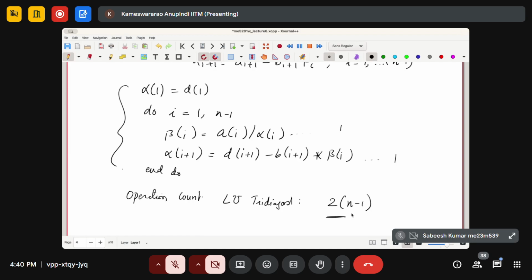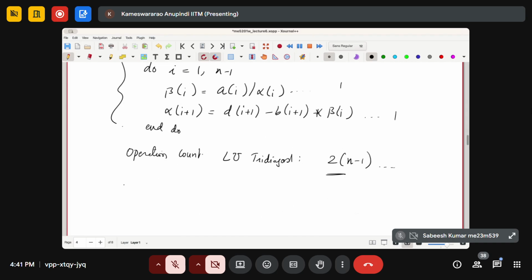That's all for the decomposition, which is much cheaper than what we had earlier, order n cubed by 3 plus something, for the full matrix. And this is only possible because we are able to calculate only the non-zero elements. So this is much faster, only 2 times n minus 1, right? Then of course we have to do the forward substitution and the backward substitution.